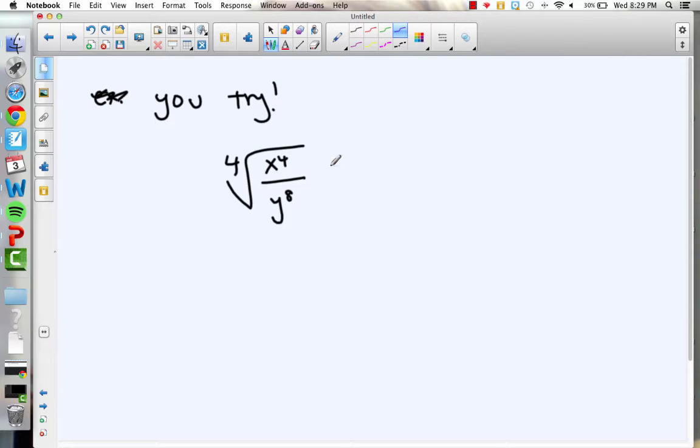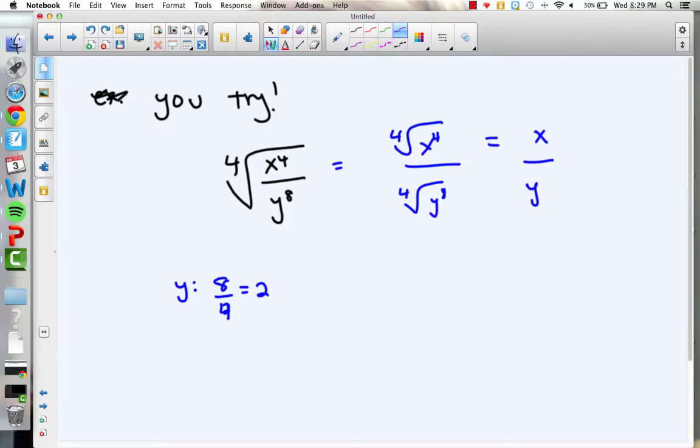All right, what you should have gotten was the 4th root of x to the 4th over the 4th root of y to the 8th. So we could just split it so we can deal with one thing at a time. Well, the top is like our first rule. The index matches, so we're left with x. And then on the bottom, the 4 and the 8 don't match, so we take for the y, 8 divided by 4, which gets us 2. So we're left with y squared on the bottom. So x over y squared.